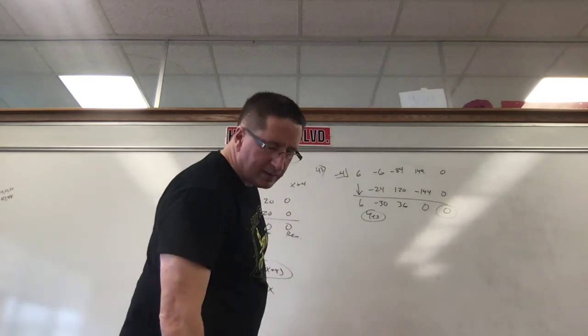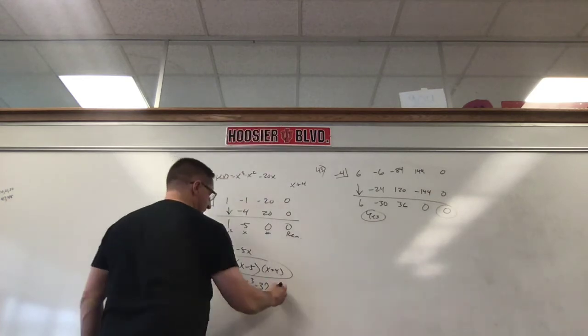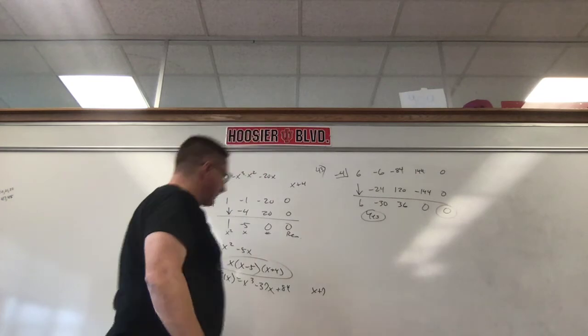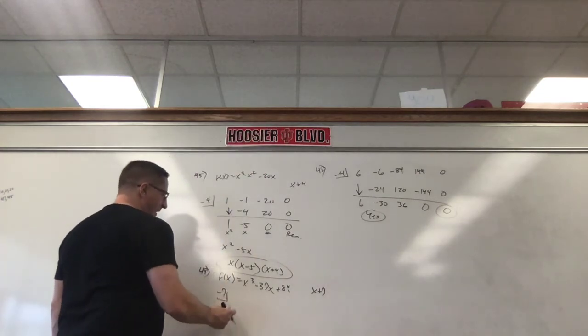x cubed minus 37x plus 84. We want x plus 7. Show that x plus 7 is a factor, okay? So let's show that it's a factor. Let's put negative 7 in the box.